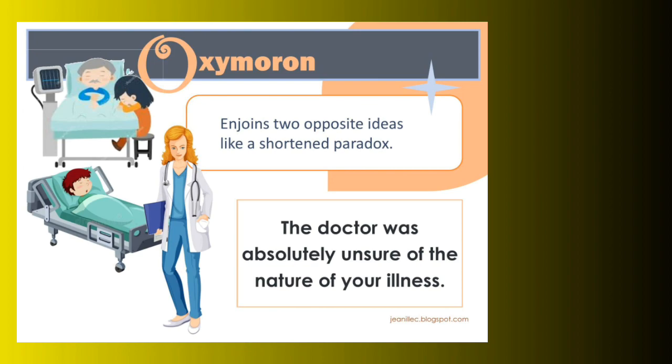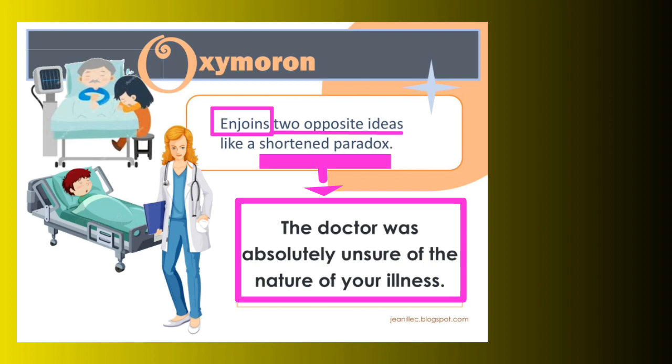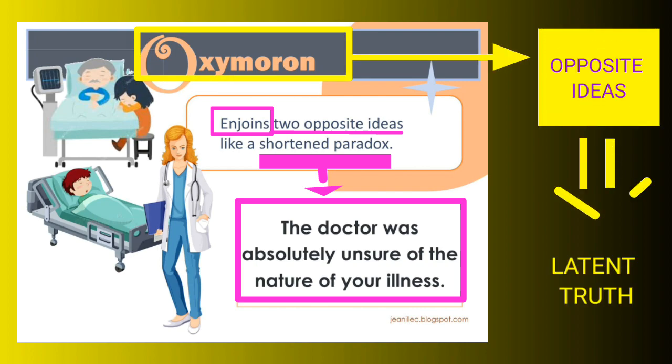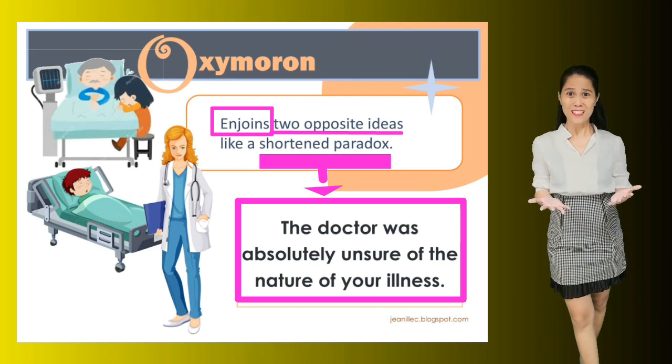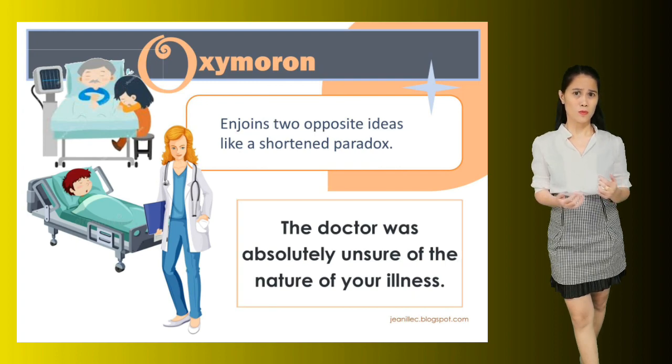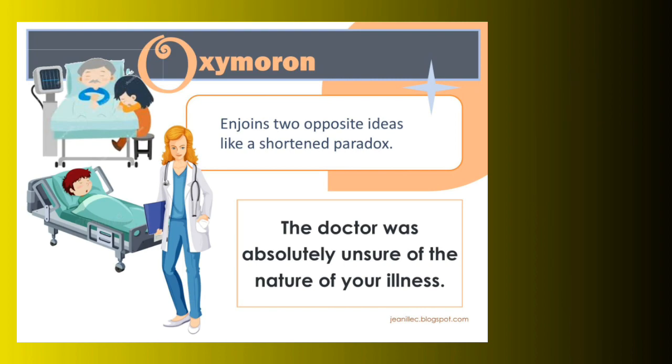Oxymoron. It enjoins two opposite ideas like a shortened paradox. The doctor was absolutely unsure of the nature of your illness. Like the paradox, an oxymoron also uses opposite ideas to represent a latent truth. The statement, "The doctor was absolutely unsure of the nature of your illness," means that the doctor is 100% not sure of the nature of the illness, thus cannot explain the medical condition.